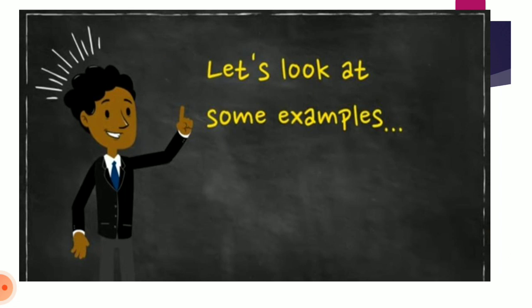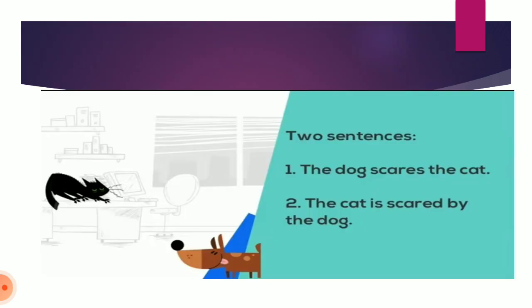Let us look at some more examples. Here there are two examples: the dog scares the cat, and the cat is scared by the dog. By looking at these two examples, the meanings are the same, but the sentence formation is different. One is active voice, one is passive voice. Let us find out which is which.